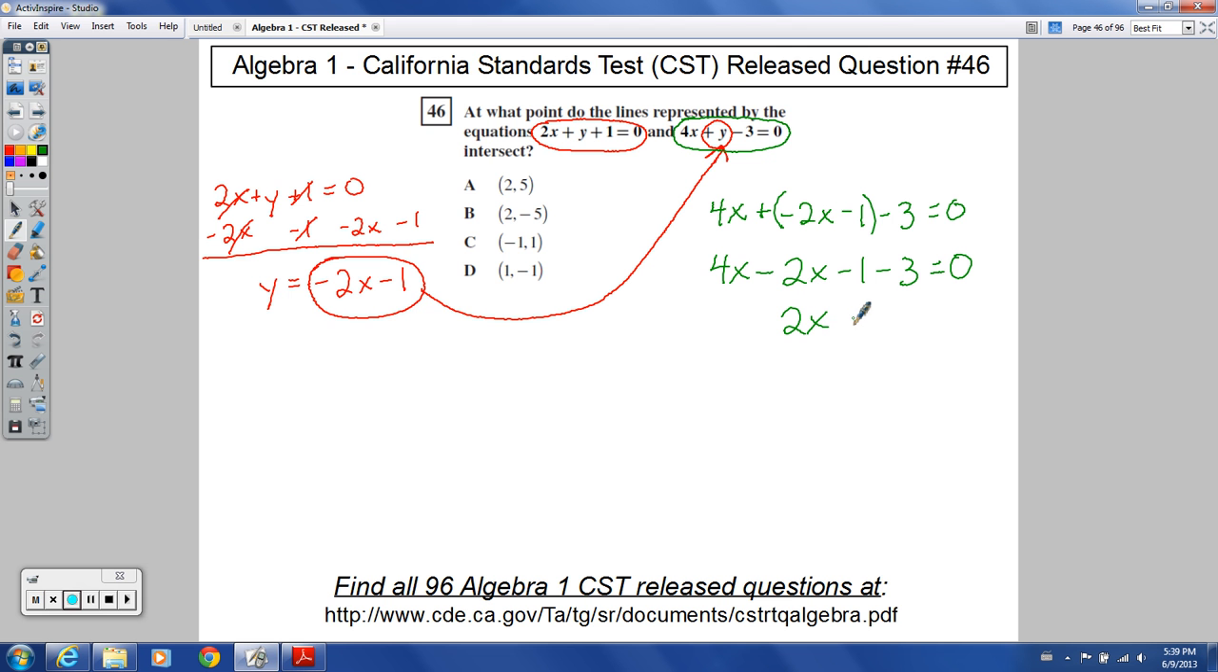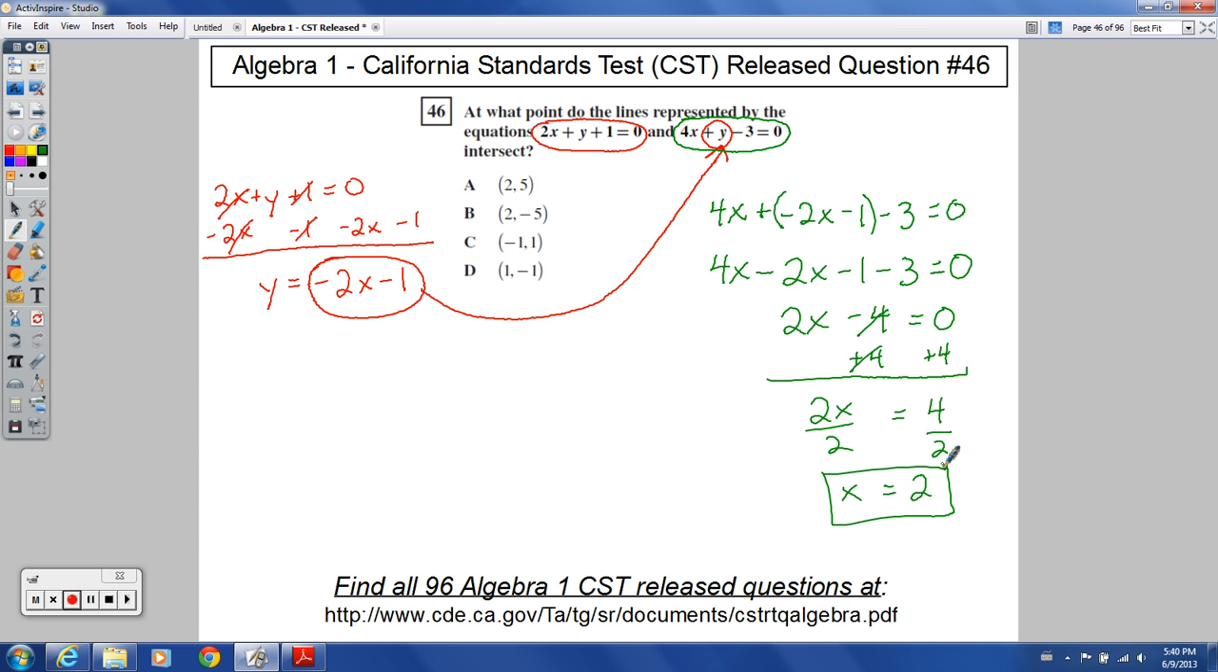I've got 2x minus 4 equals 0. Add 4 to both sides. That gives me 2x, this cancels, equals 4. Divide by 2 on both sides. I've got x equals 2. So my x value should be 2. That eliminates choices C and D.